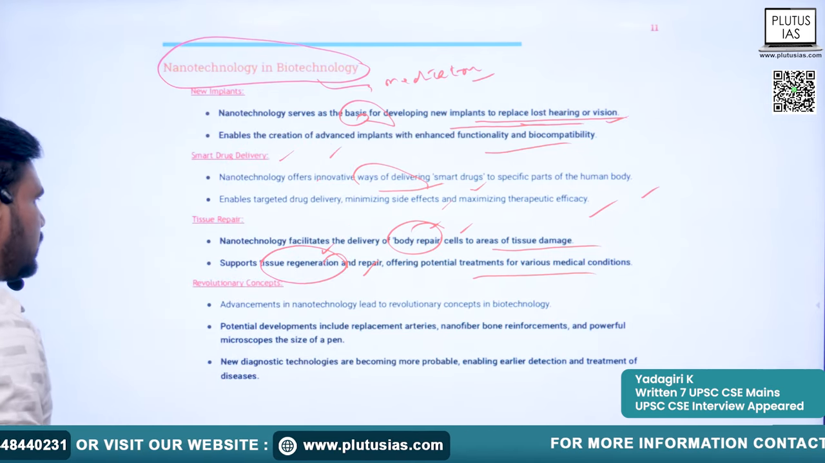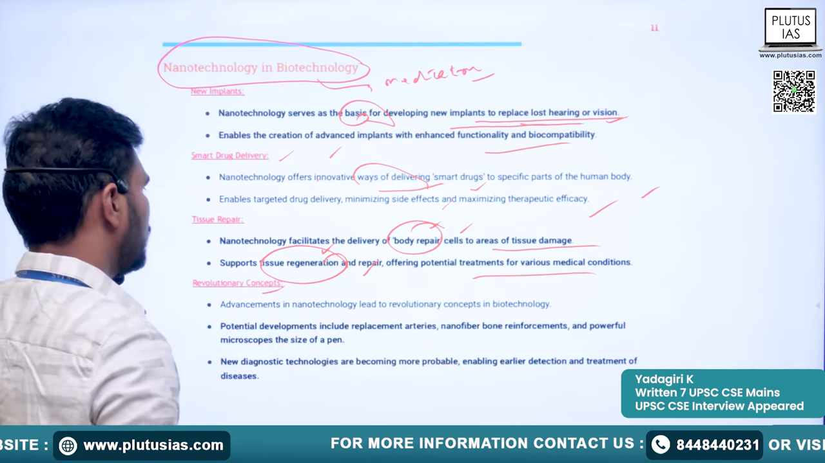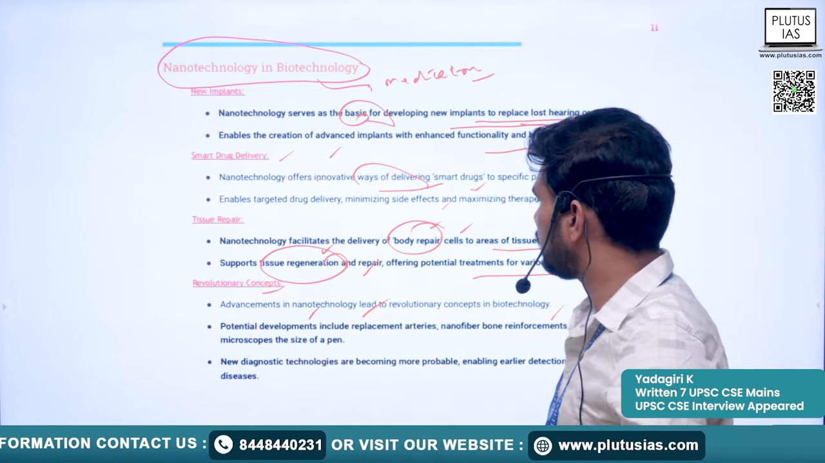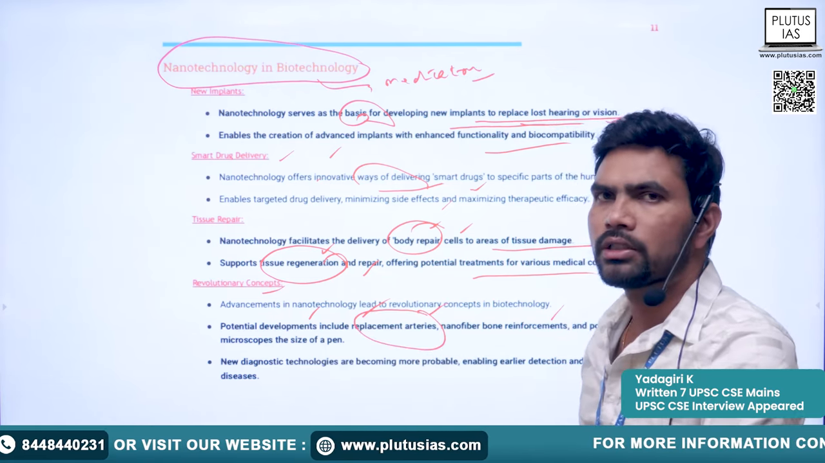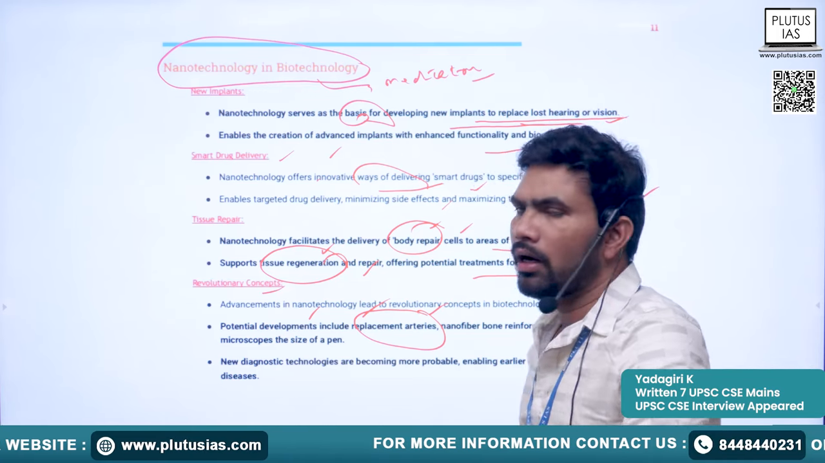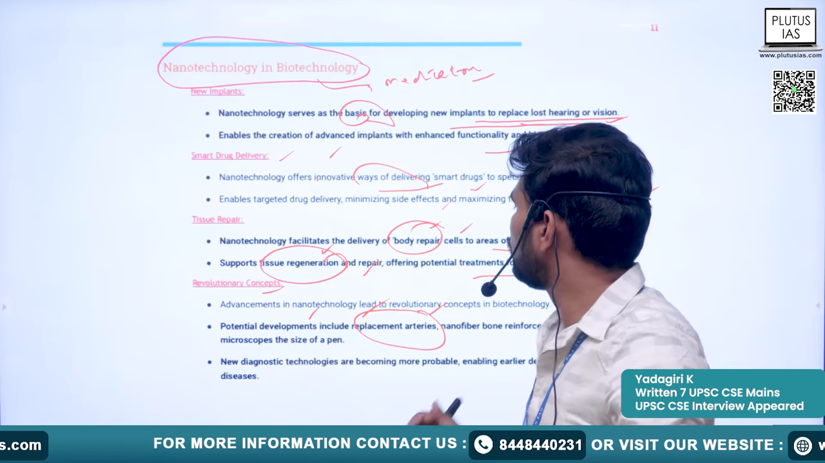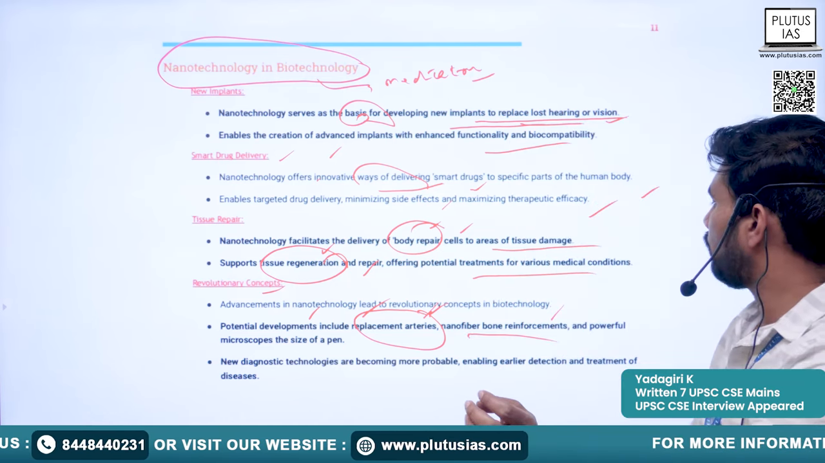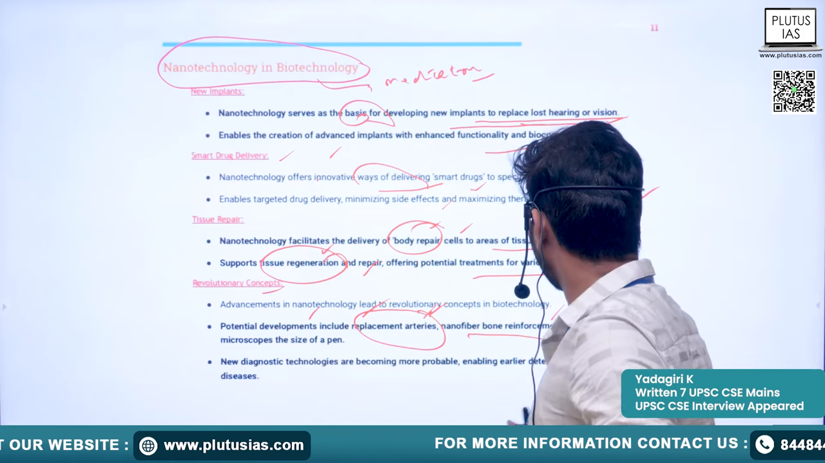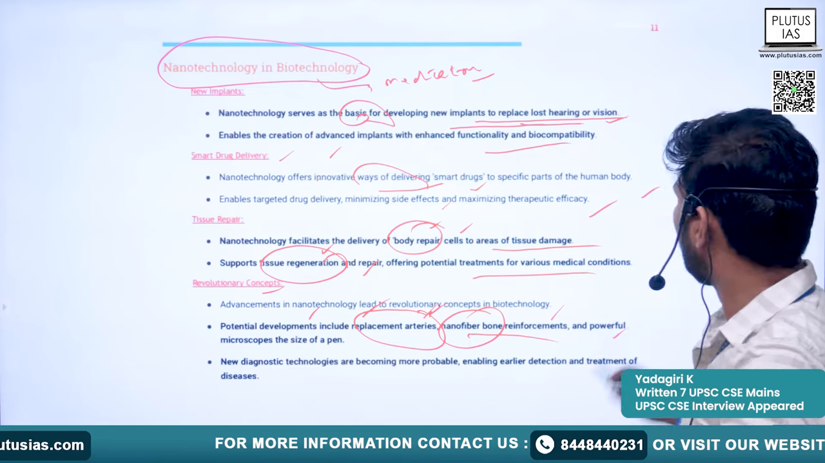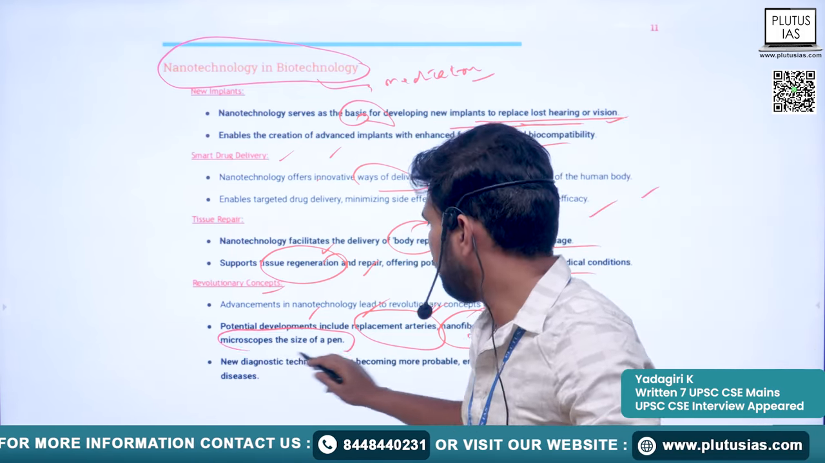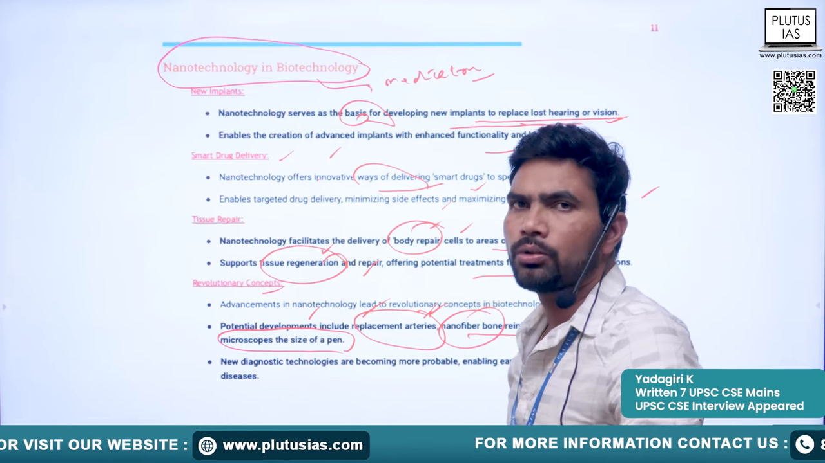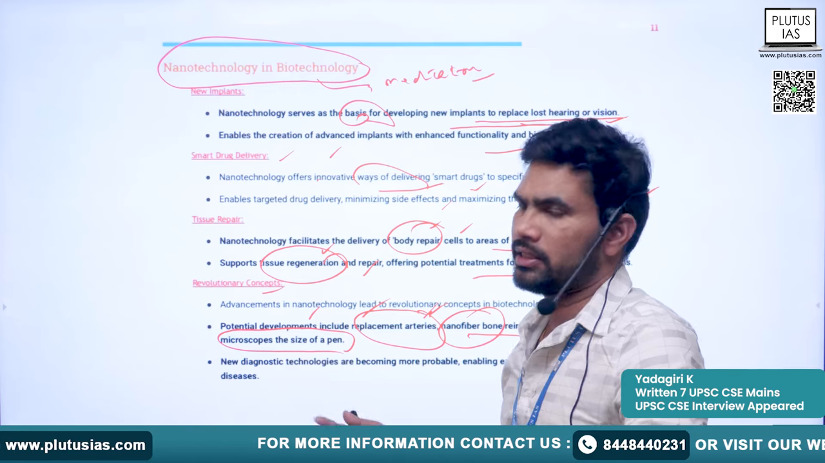Similarly, some revolutionary concepts are there through the combination of these two technologies. Advancements in nanotechnology lead to revolutionary concepts in biotechnology. Potential developments include replacement of arteries. Arteries also get damaged in people who have blood pressure, BP. In those people, arteries can be replaced. Similarly, nanofiber bone reinforcement. Bones also can be reinforced through nanofiber bones, and through nanotechnology, powerful microscopes can be produced, and through that we can better examine the diseases, right?